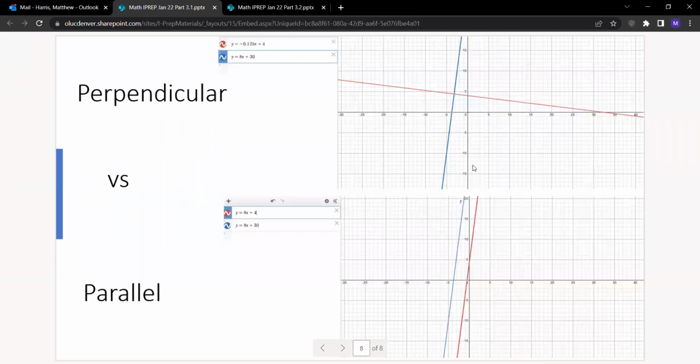Here are those lines graphed out for you. On the top, we have our perpendicular lines. As you can see, we have our slopes in here. We have our red line, which has a slope of -1/8, and our blue line, which has a slope of +8. And then we look over here. We have our red and blue lines. Our red line has a slope of 8, and our blue line also has a slope of 8. So there is a little visual example for you to compare the slopes of these two types of lines.